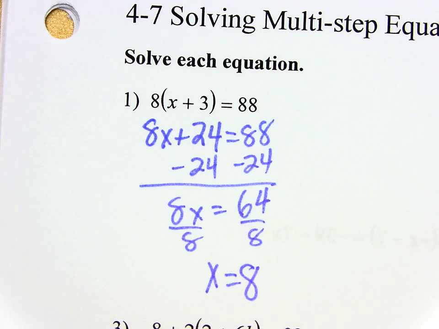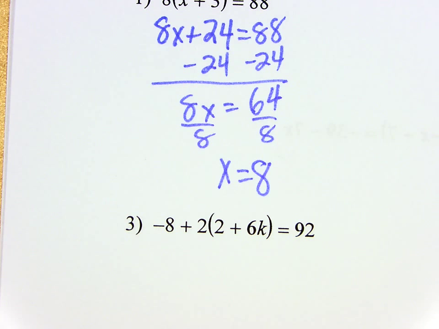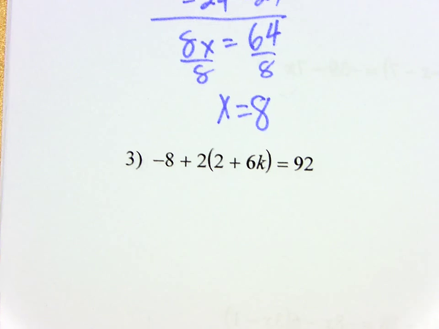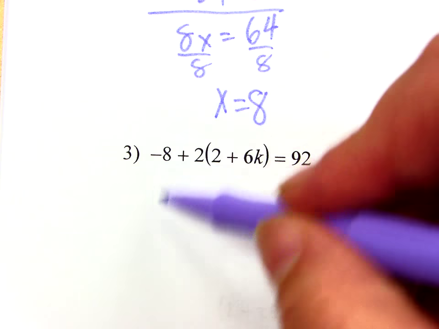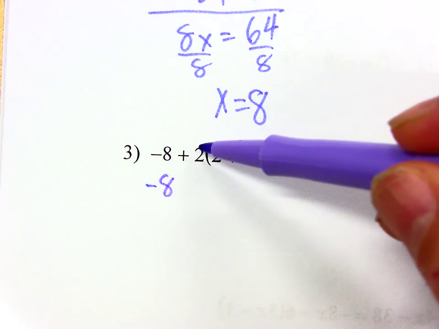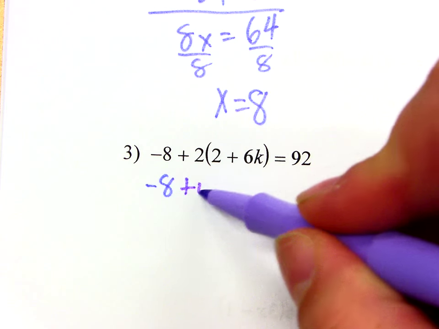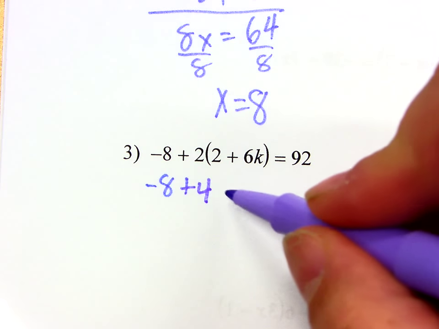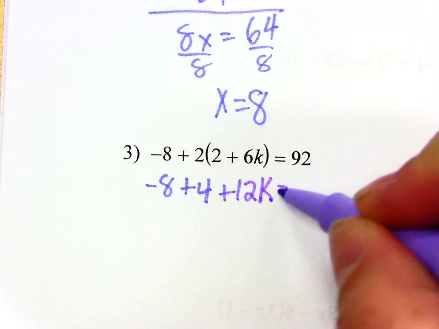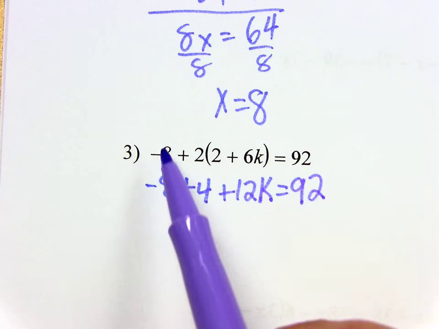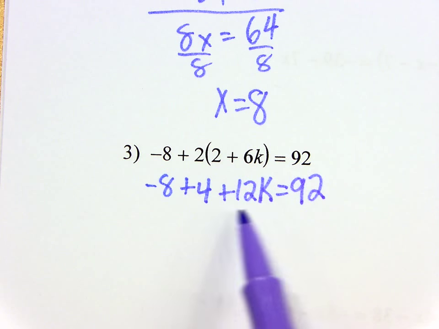Unfortunately, they're not all going to be this easy. Okay? So, if we look at one like number 3, this one has distribution going on in the middle of the problem. So, let's go ahead and start by distributing it. This negative 8 is just going to stay as it is, but now I have to distribute this 2. So, what comes next? Plus 4, and then plus 12k. Does that make sense to everybody? Where all those pieces came from? So, I'm just leaving that, and then I distributed the 2, and I got here.